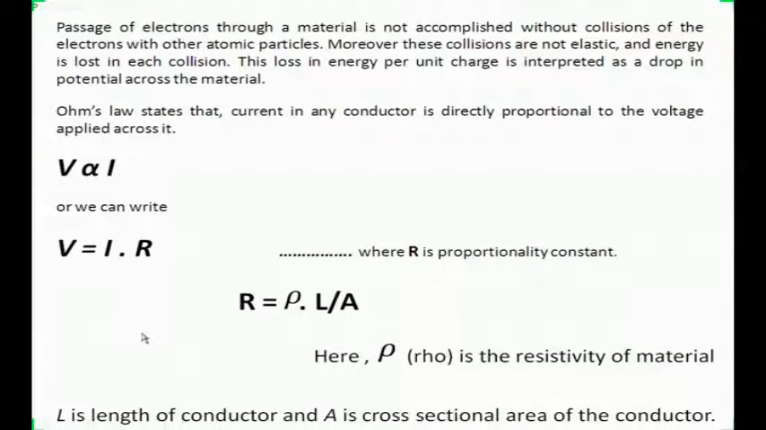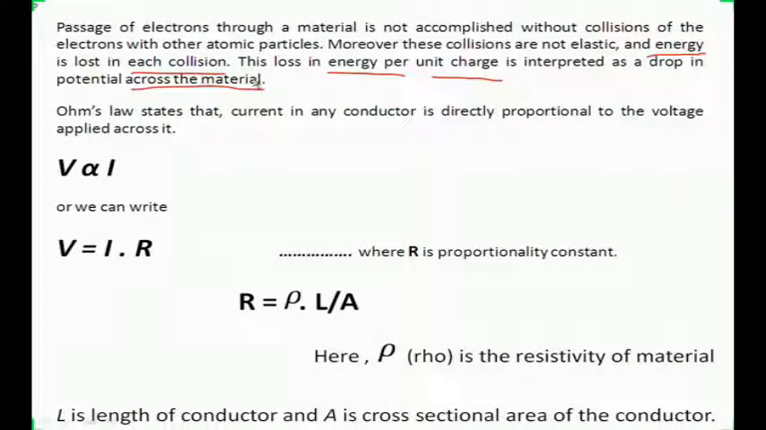So friends, the flow of electrons in any conductor causes the flow of current, and passage of electrons through a material is not accomplished without collisions of electrons with other atomic particles. Moreover, these collisions are not elastic and energy is lost in each collision. This loss in energy per unit charge is interpreted as a drop in potential across the material.